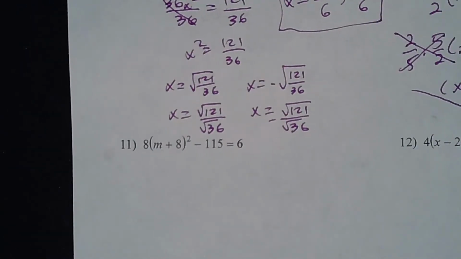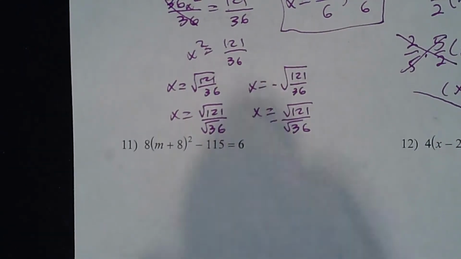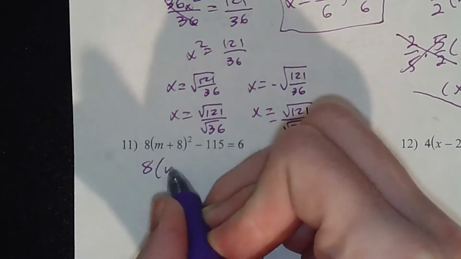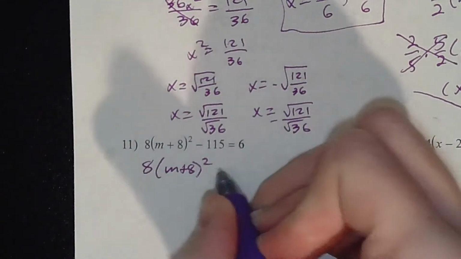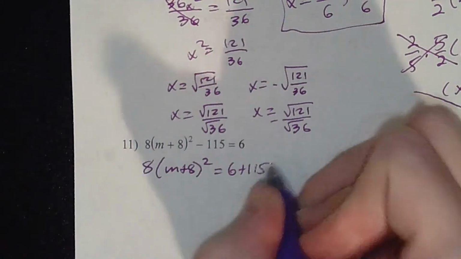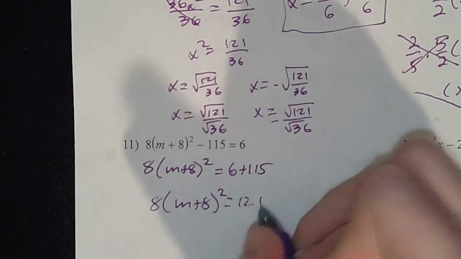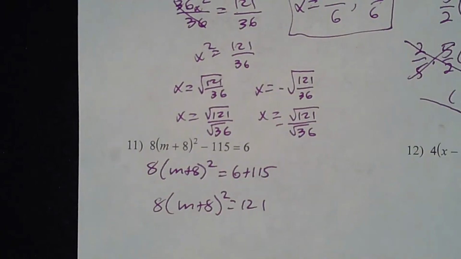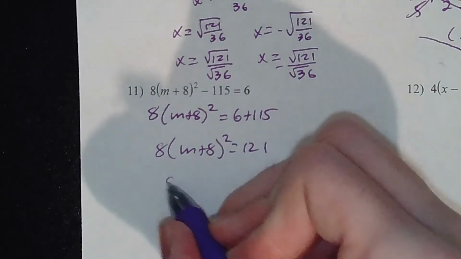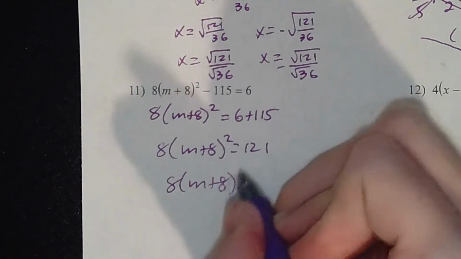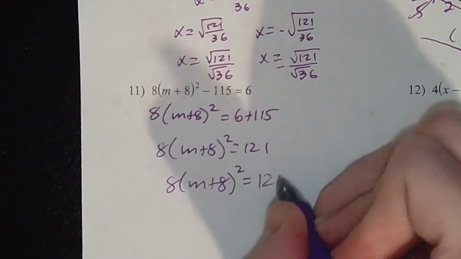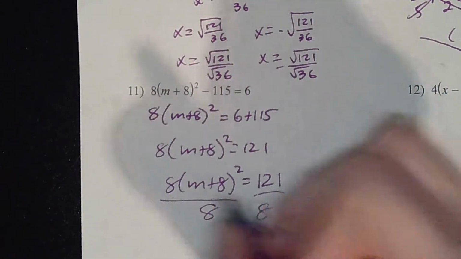So number 11. All right, number 11. We've got to add 115 on both sides first. Okay, did it. Now we got to divide both sides by 8. Again, I'm showing this extra step just for your notes if you get confused as to what happened next.